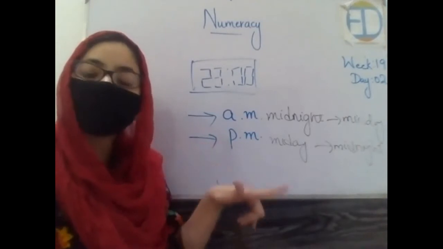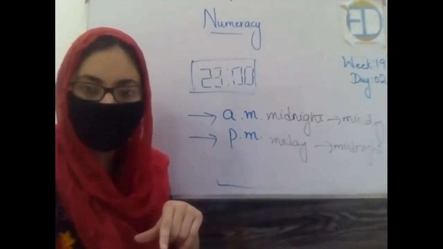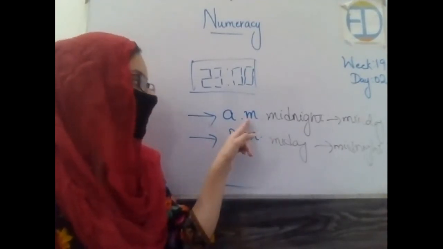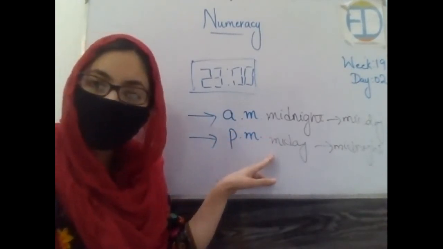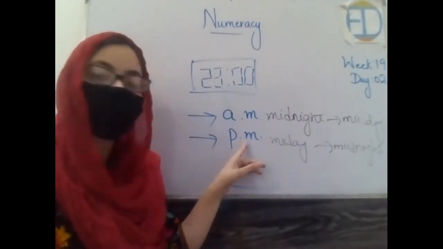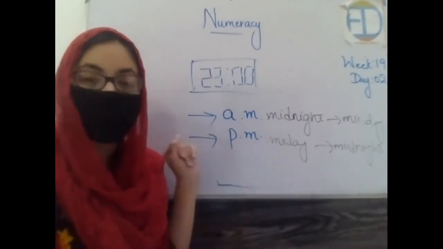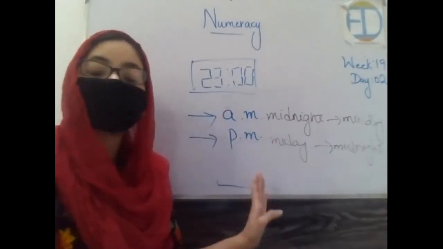You get off from the school at 1 a.m. or 1 p.m. Do you get off from the school at midnight? No. And midday? Yes. So this means that you get off from the school at 1 p.m. Very good. Okay. You have your dinner at 8 a.m. or 8 p.m.?